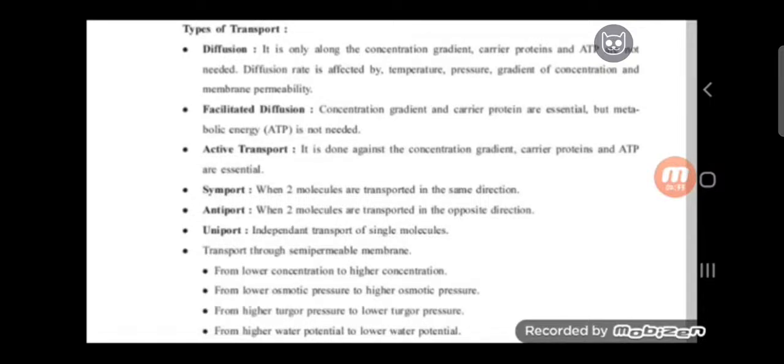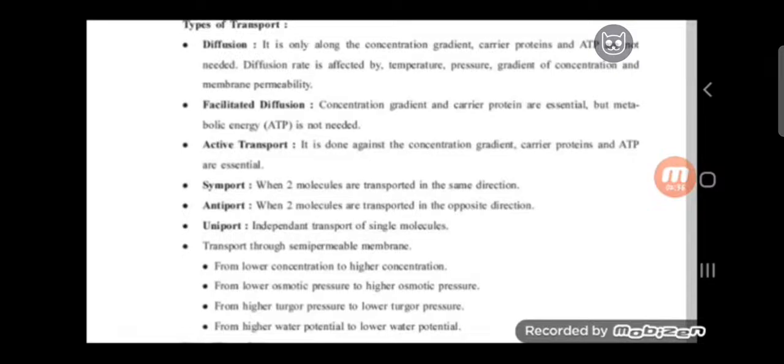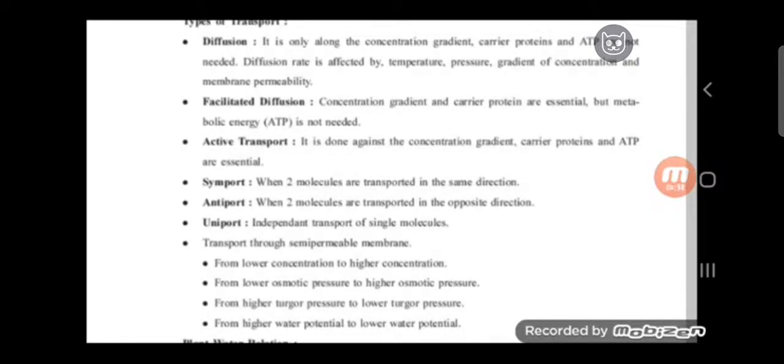Next is facilitated diffusion. In that, the concentration gradient and carrier proteins are both essential, but metabolic energy like ATP is not needed. Next is active transport. It is done against the concentration gradient. Carrier proteins and ATP are very much essential for active transport.